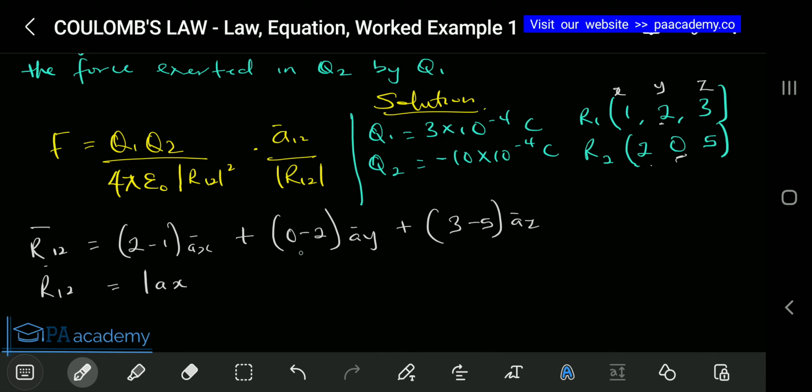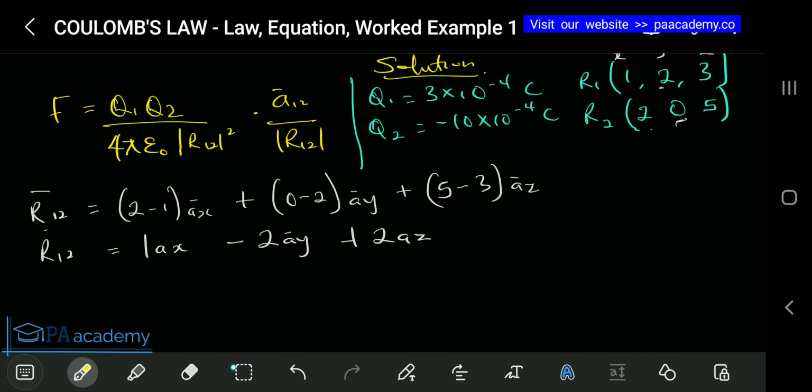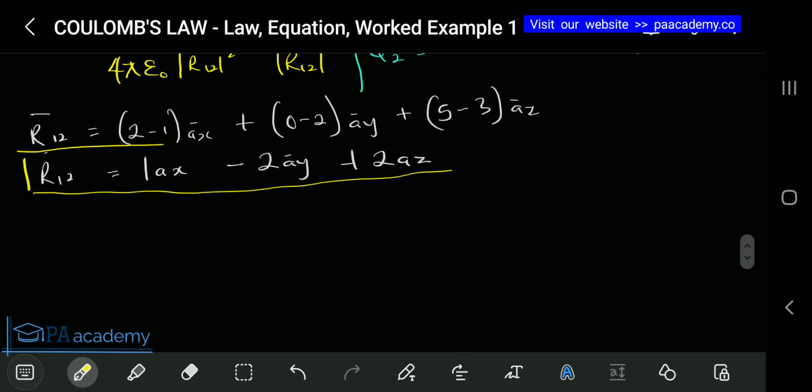So our R12 is equal to 1 AX, then 0 minus 2, that's minus 2, so that will be minus 2 AY. Then 3 minus 5, oh sorry, that should be 5 minus 3, not 3 minus 5. So 5 minus 3 would give us plus 2 AZ. So now we've gotten the value of our R12 to be this.